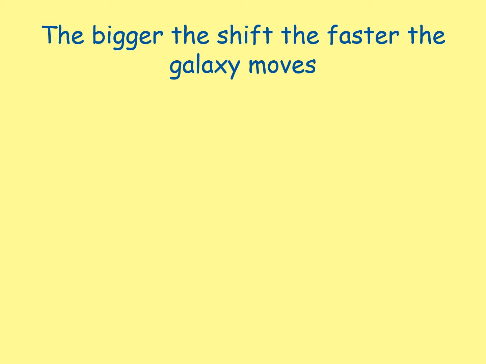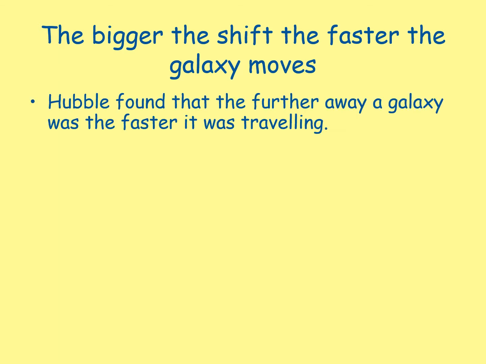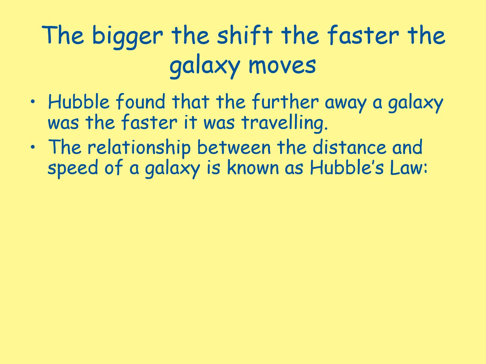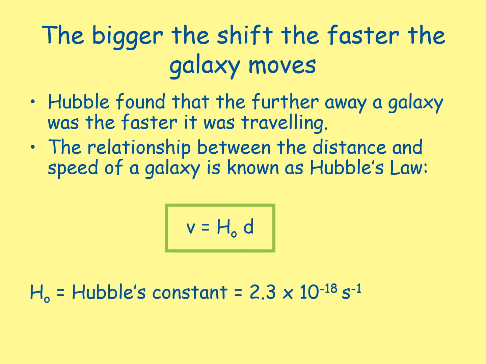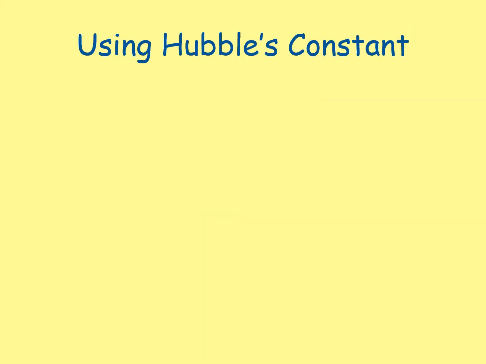The bigger the shift, the faster the galaxy moves. Hubble found that the further away a galaxy was, the faster it was traveling. The relationship between the distance and speed of a galaxy is known as Hubble's law. V equals H0 multiplied by d, where H0 is Hubble's constant. This is 2.3 times 10 to the negative 18 per second.